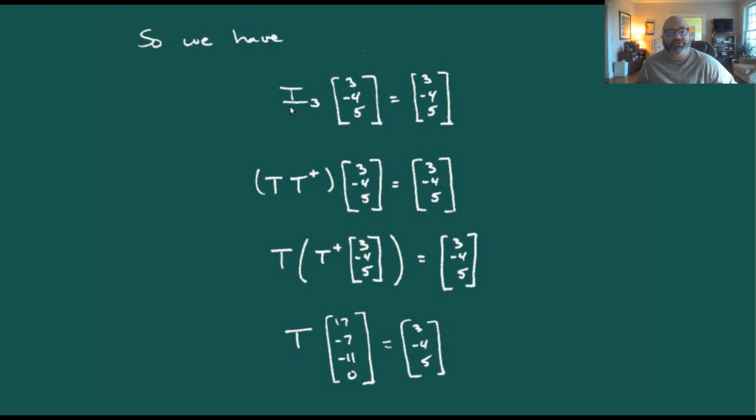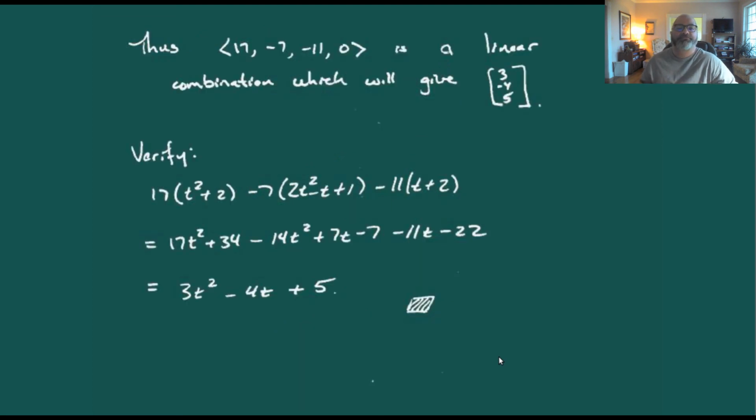But this identity matrix, our 3 by 3 identity matrix, remember this was T times T plus. Well, matrix multiplication is associative, so we can regroup. And so we get T times T plus, or T plus, times that 3, -4, 5, gives us 17, -7, 11, and 0. So T applied to that matrix gives us 3, -4, 5. And so what we have there is that 17, negative 7, 11, and 0 is a linear combination that gives us 3, negative 4, 5.